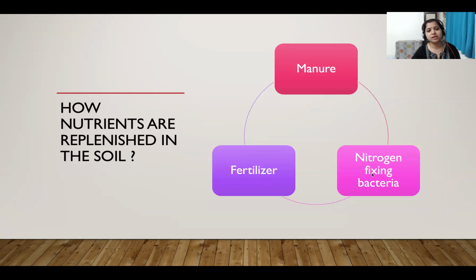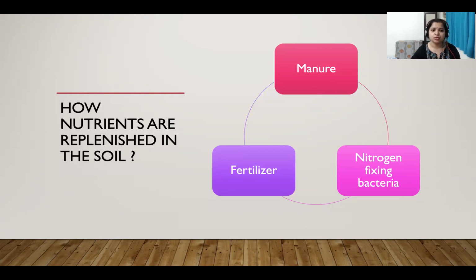This can also be done by planting leguminous plants. As you know, the leguminous plant root nodules have nitrogen fixing bacteria, and in soil also some other kinds of nitrogen fixing bacteria are there. They can trap the atmospheric nitrogen and mix it in the soil, so that they can enrich the soil in nitrogen nutrient. So in this way, we can replenish the nutrients in the soil.